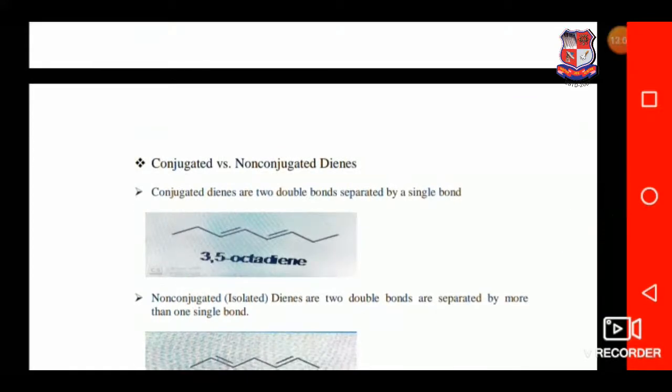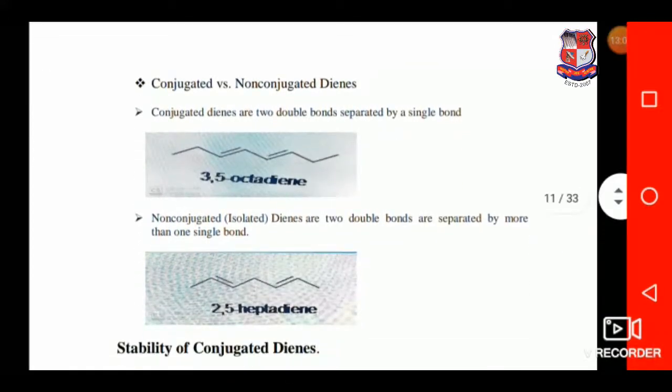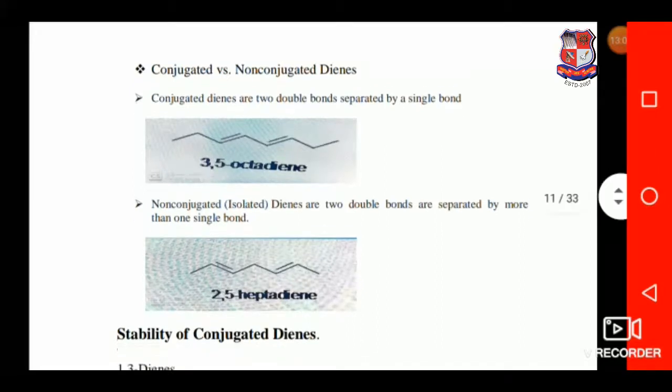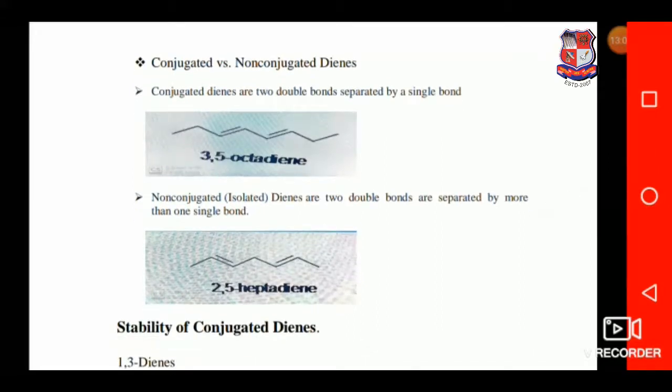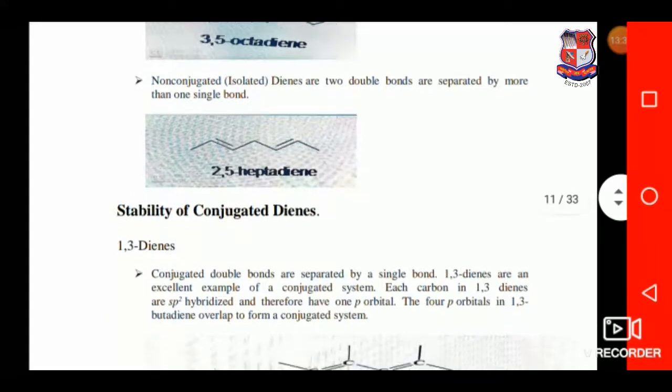Conjugated versus non-conjugated dienes. Here we have the examples 3,5-octadiene and 2,5-heptadiene. In the structure, you can see that in conjugated dienes, one single bond is between the two double bonds, while in non-conjugated dienes, two single bonds are between the two double bonds. So there is no such pattern observed in non-conjugated dienes.